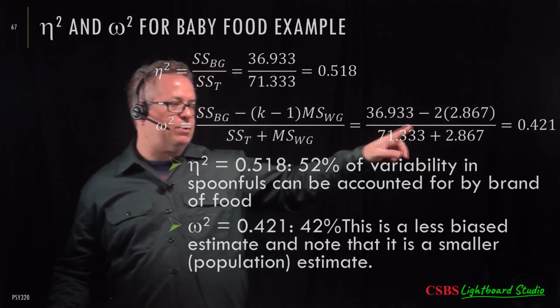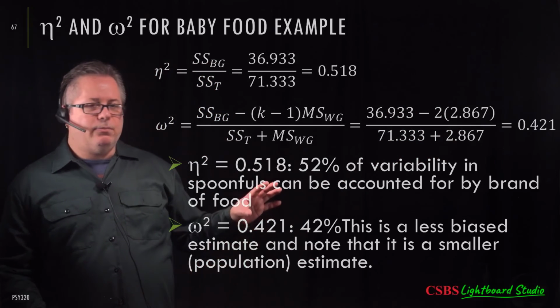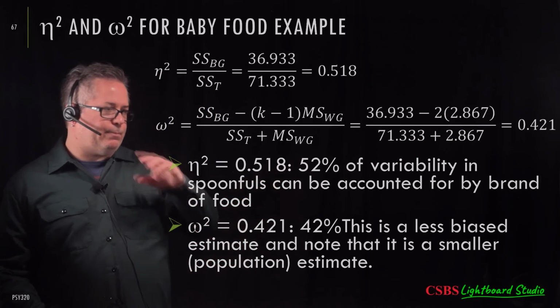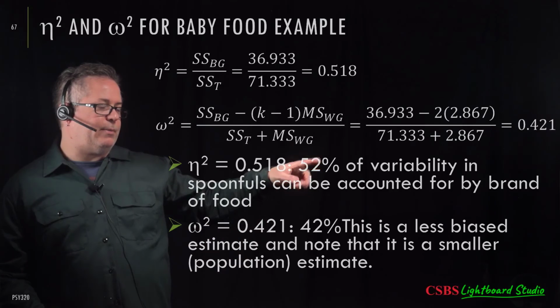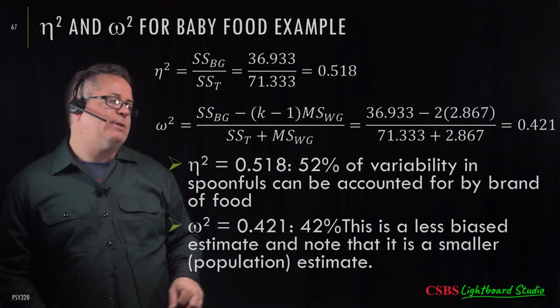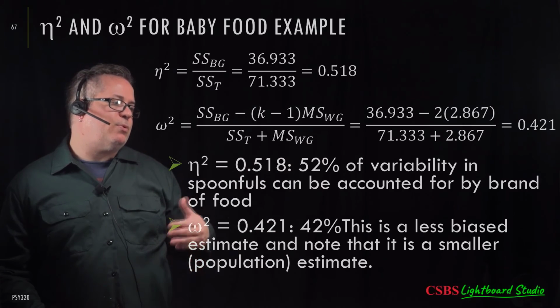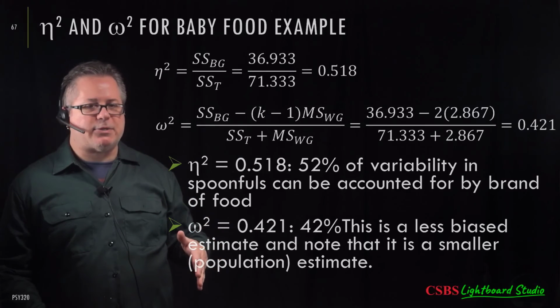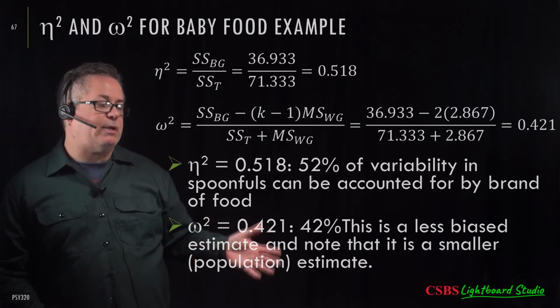All right, so we're just plugging those numbers in. We subtract and divide all that out. We get 0.421, which is a much smaller estimate, 42%. So this is supposed to be a less biased estimate, closer to the population. Note that it is smaller.